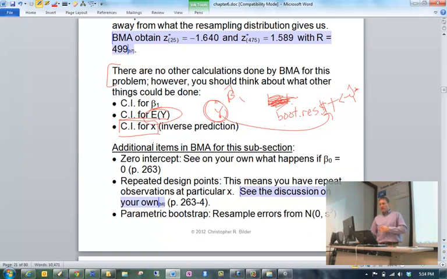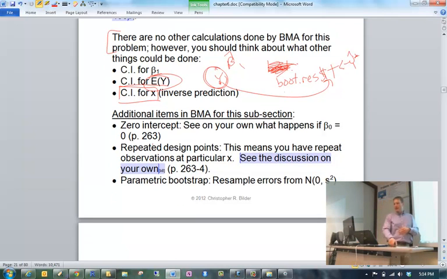There's some other stuff in this section you're welcome to take a look at, in particular the parametric bootstrap. You should think about how you would do this parametric. The same extension to this from the stuff that we've done before would occur here.